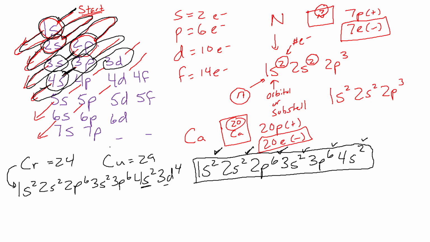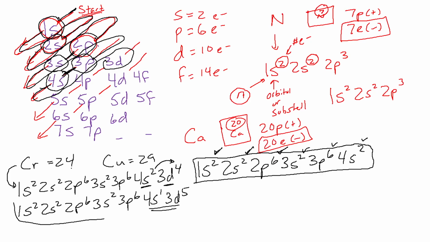Actually, this is where the exception occurs. There's actually one more electron up in the d orbital, one less electron in the s orbital, and the correct configuration for chromium is 1s2, 2s2, 2p6, 3s2, 3p6, 4s1, 3d5. So you can see here, that is the exception, been found to be more stable with one extra electron up there in the d orbital, one less electron in the s.